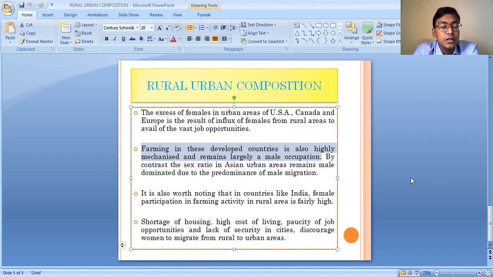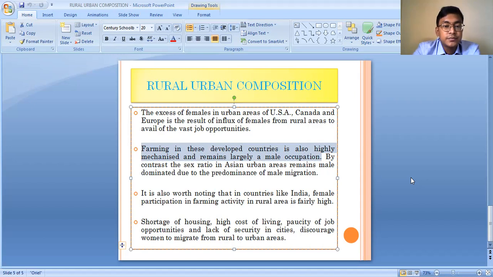Basically, in countries like USA, Canada, and the other European countries, agriculture or farming is highly mechanized. They use modern advanced farm machineries to carry out the agriculture. So in that case, we require the help of the male workforce. Males are mainly required to run the machineries. This is the reason that the males prefer to stay in the rural areas to carry out the agricultural activity, whereas the females migrate from the rural area to the urban area to avail the job opportunities.